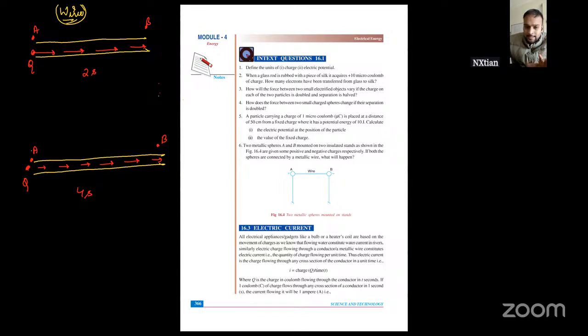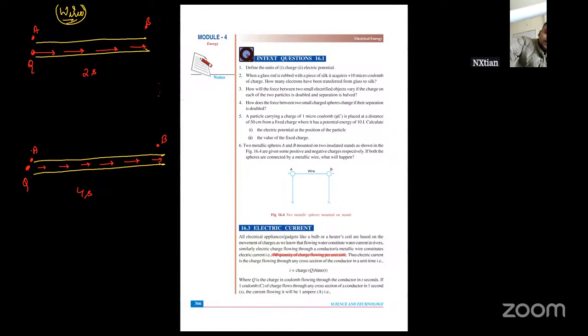Basically, what is electric current? I'll repeat the definition of electric current. The time taken by the charge to flow into the conductor. If there is a definition, I will underline it. Give me a second. Or the quantity of charge flowing per unit time.